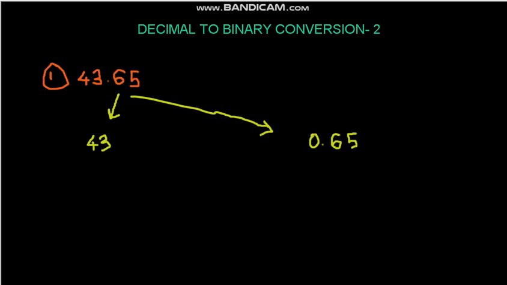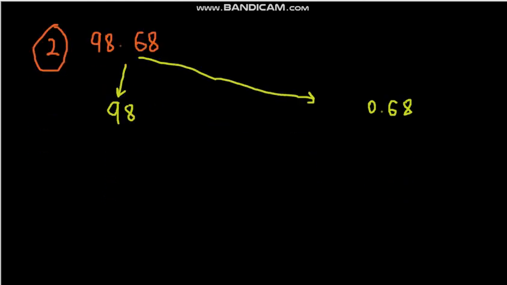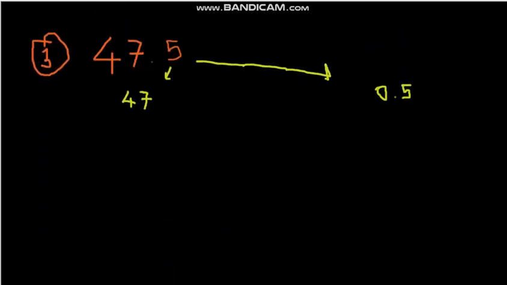In the previous video lecture, we saw how to convert a decimal number to a binary number, and that video dealt only with whole numbers, such as 127 or 94. In part 2 of this decimal to binary conversion, we will see how to convert fractions into binary numbers. We have taken three examples: one is 43.65, the second is 98.68, and the third is 47.5.